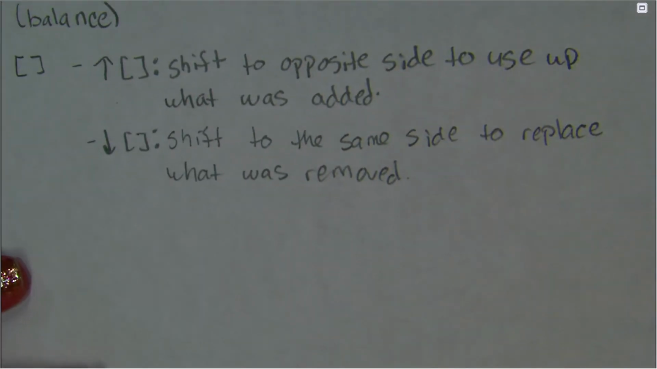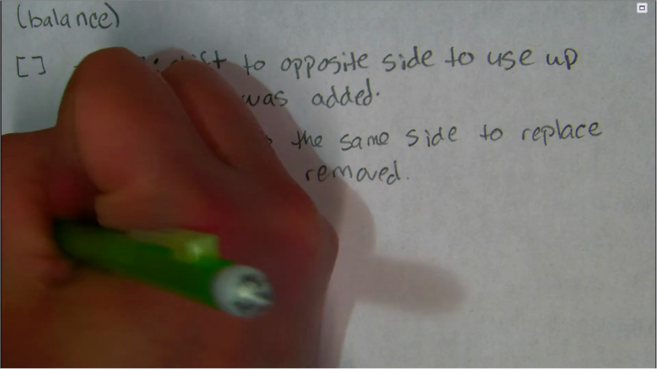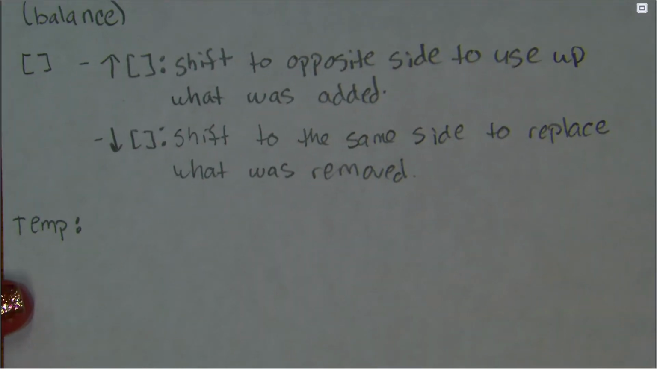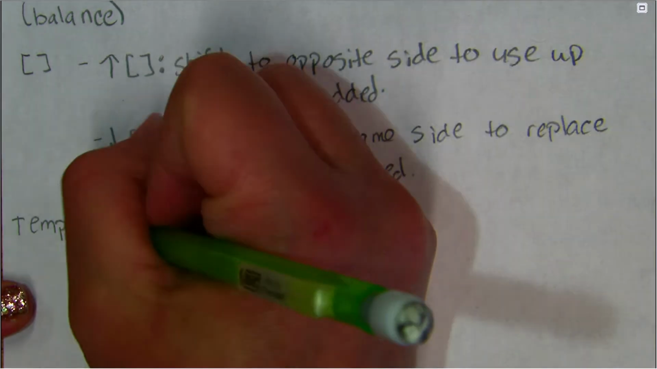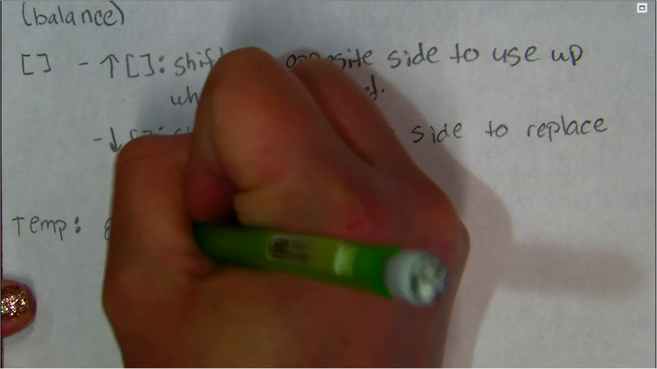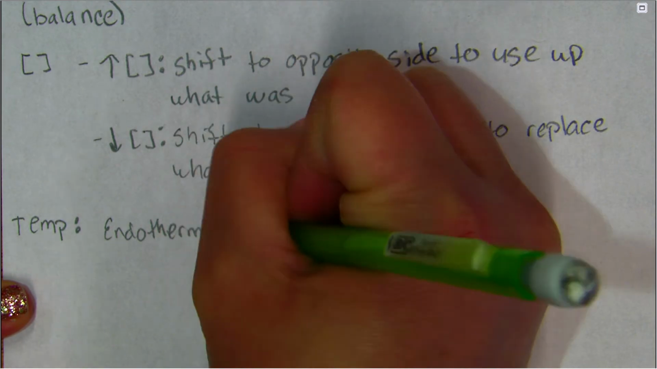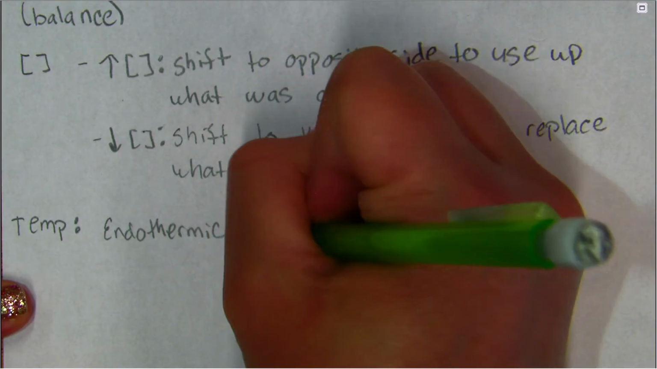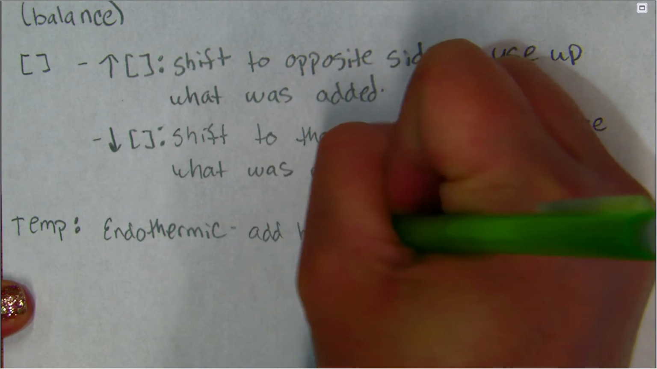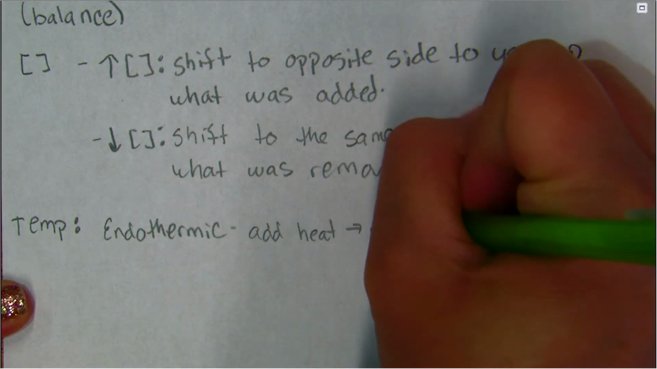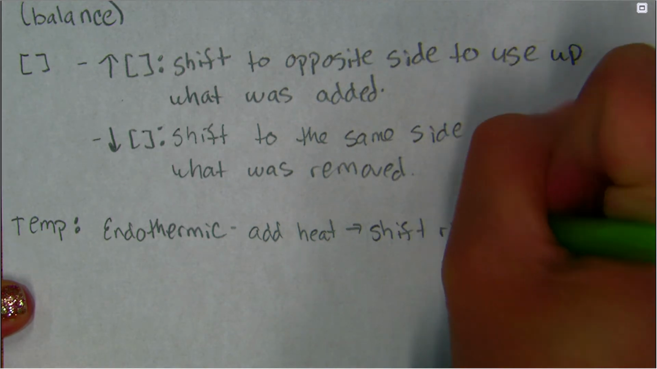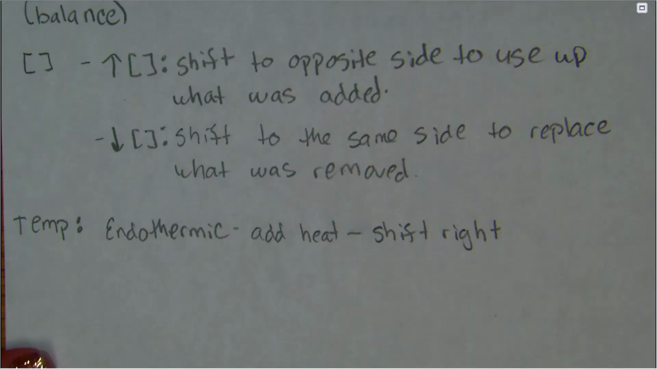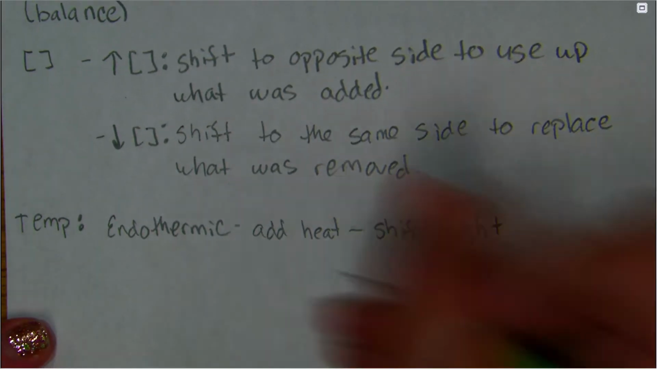All right, let's look at temperature. In terms of temperature, if it is an endothermic reaction, if I add heat, I'm going to shift right. If I remove heat, I am going to shift left.